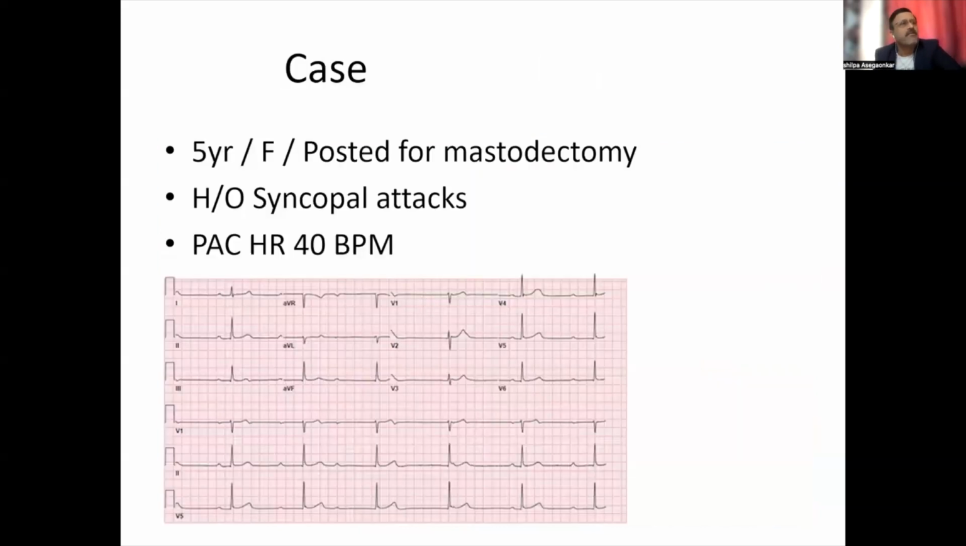Another case, a 5-year-old female posted for mastectomy. The patient was giving a history of syncopal attacks, and when we clinically examined this child, her heart rate was 40 beats per minute. To evaluate her further, we took a 12-lead ECG. And what is there? There was no correlation between P wave and QRS. This is a congenital complete heart block.